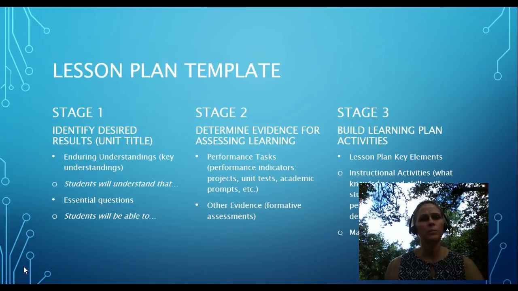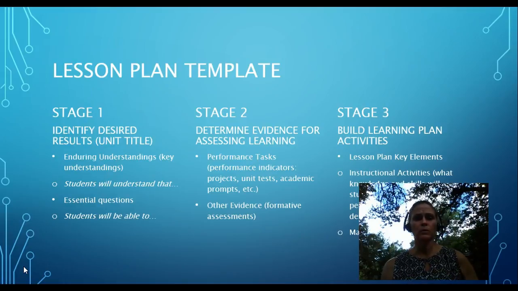So in order to plan using a backward design, I provided a lesson plan template. So this is what it would look like, broken down into the different stages. Stage 1, identify desired learning results. And this is where you put your unit title. That would be or include enduring understandings, which are your key understandings. Then there'd be a section where it says students will understand that, and this is where the teacher would write down what the students will understand. What are the essential questions? And then the statement of what students will be able to do.